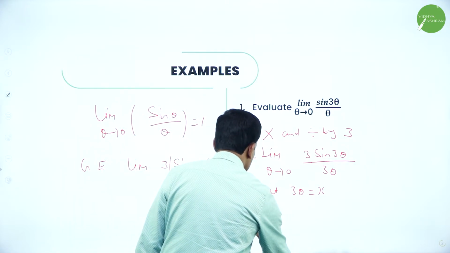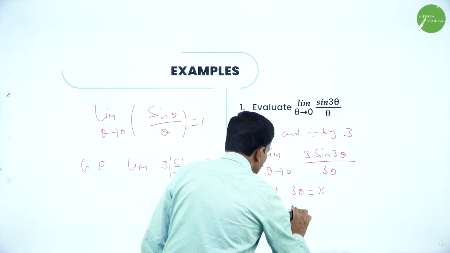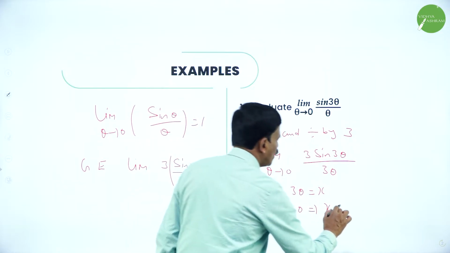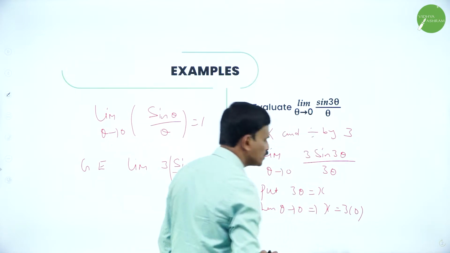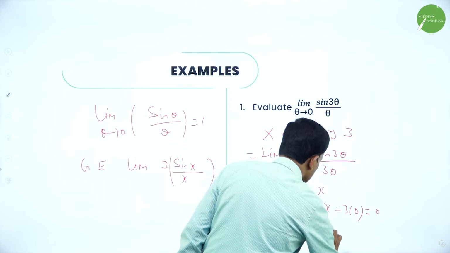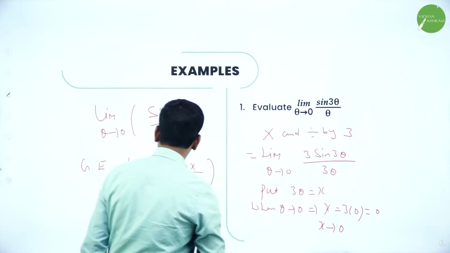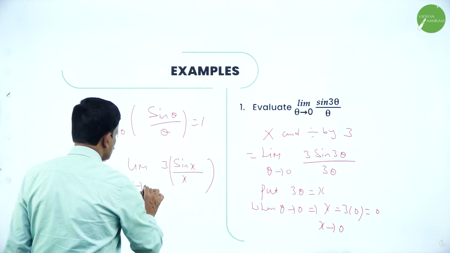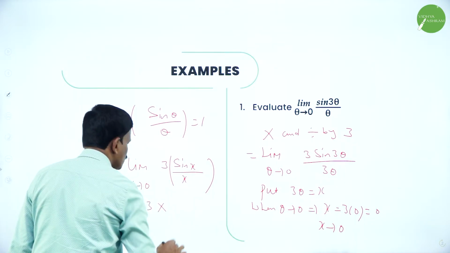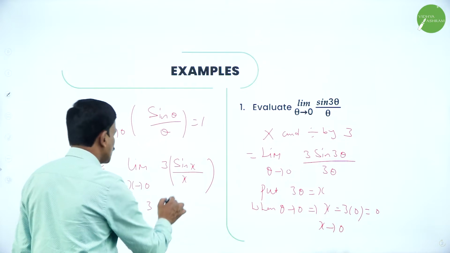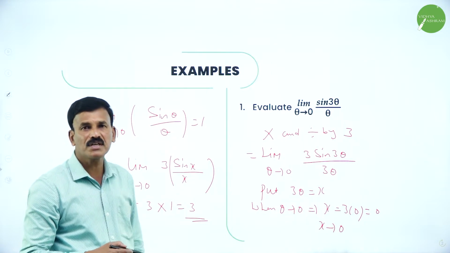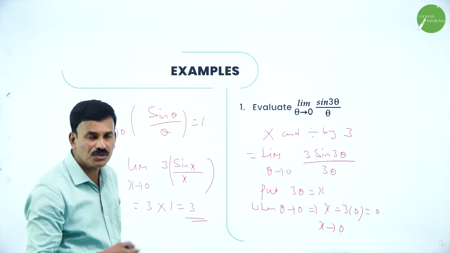So when theta tends to 0, this implies x is equal to, substitute the value of theta as 0, x is equal to 3 theta, 3 into 0 is equal to 0. So x also tends to 0. So then this is limit x tends to 0 of 3 sin x by x. You can take the constant 3 out: 3 into limit x tends to 0 of sin x by x, which is 1. 1 into 3 is equal to 3. The simplified answer for this is 3. This is how we are going to solve.